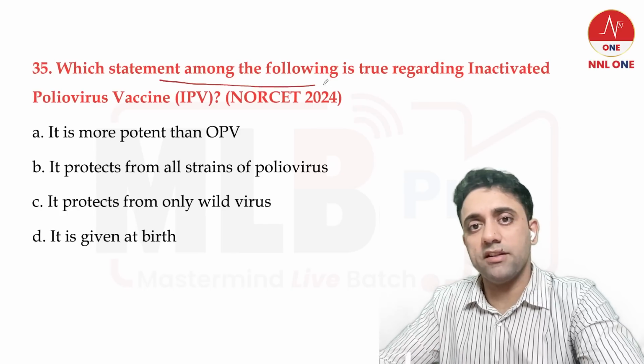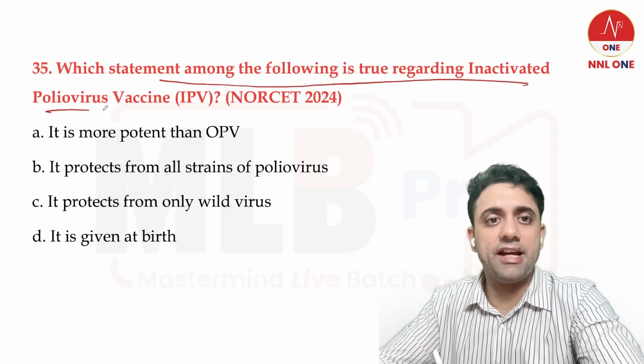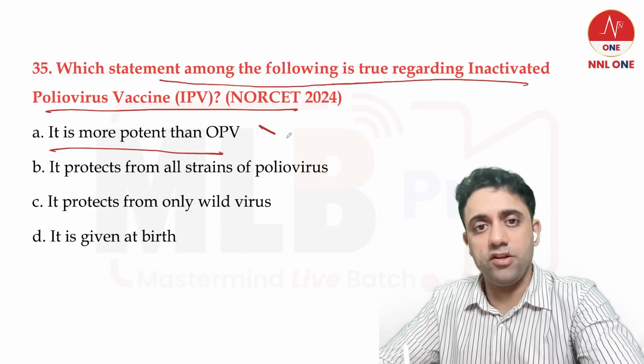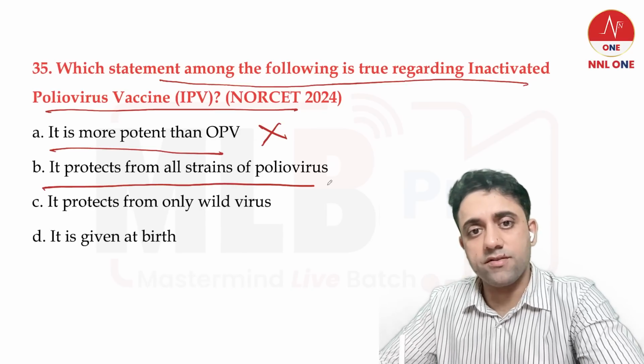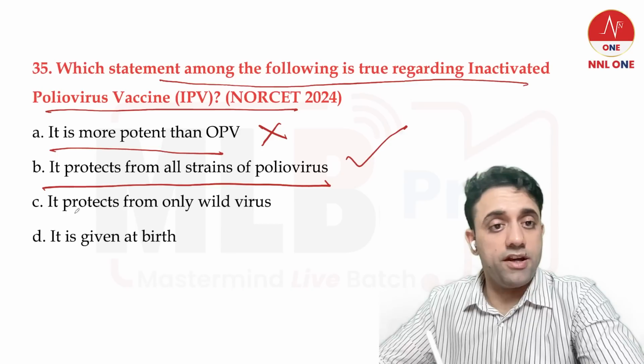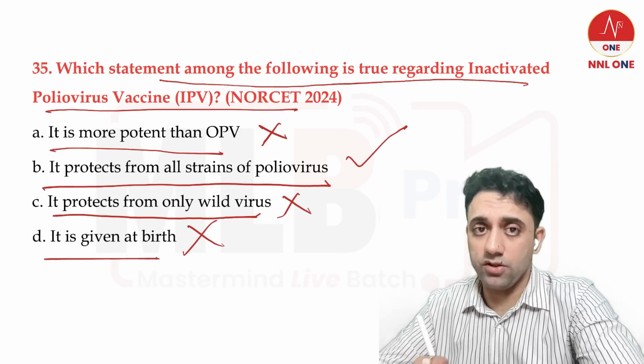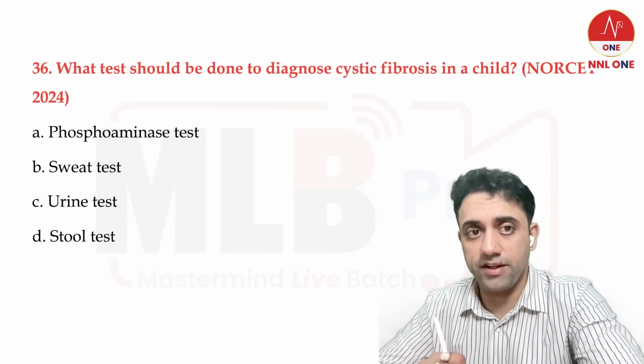Which statement among the following is true regarding the inactivated polio vaccine? It is more potent than OPV? No. It protects from all strains of polio virus? Yes. It protects only from the wild virus? No. It is given at birth? No, it is given at 6, 10 and 14 weeks.